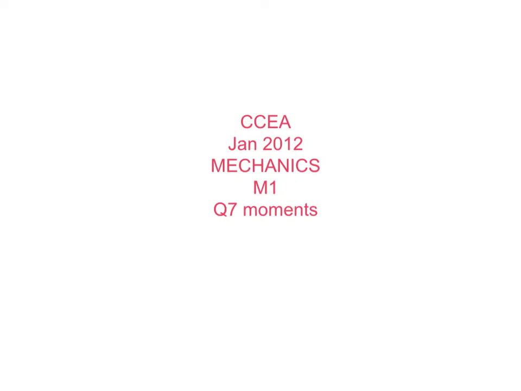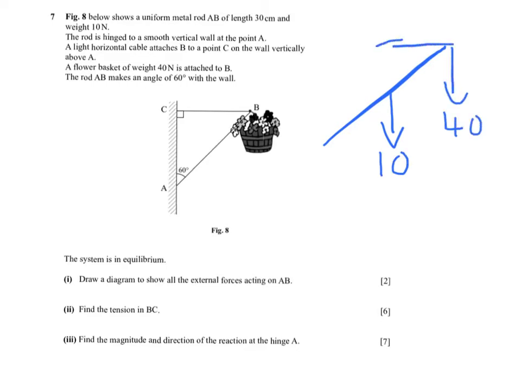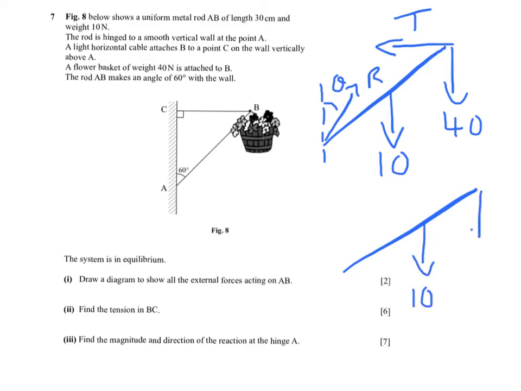January 2012 M1 question 7. Part 1. We have the rod AB, weight of the rod 10 newtons, weight of the basket 40 newtons, and the tension in the cable. To show a reaction at a hinge, you can either show it as one force acting at an angle, or adding the weight of the rod, the weight of the basket and the tension in the string.